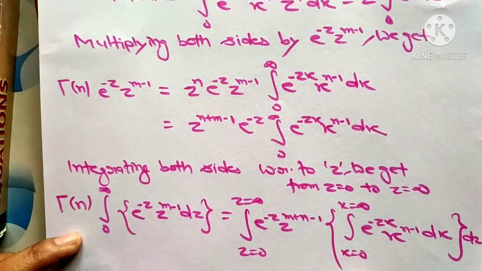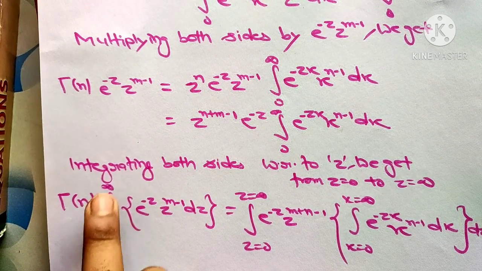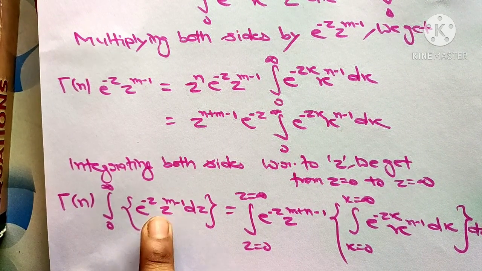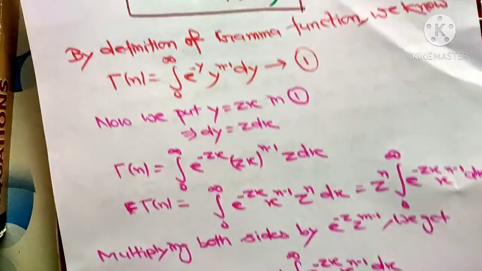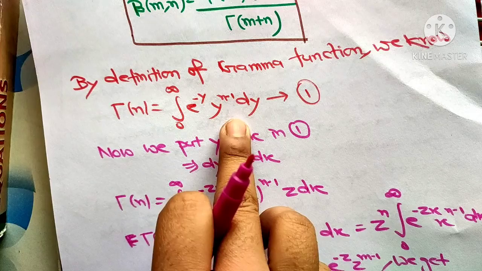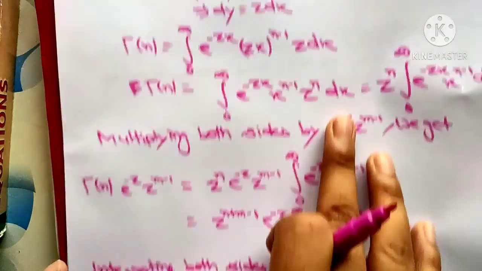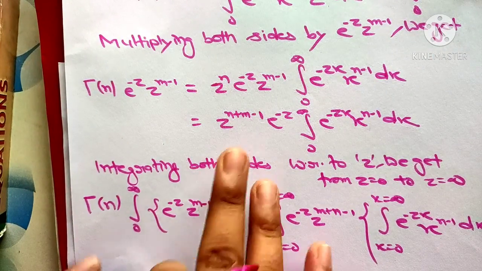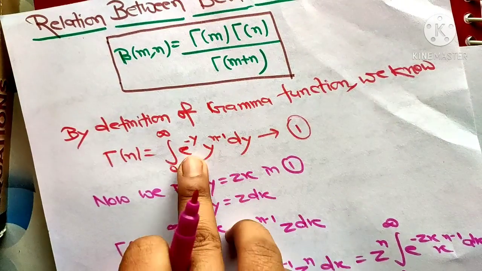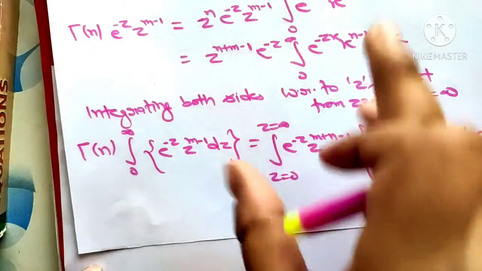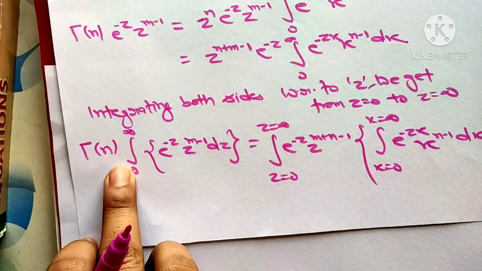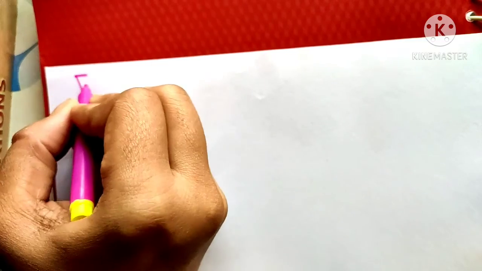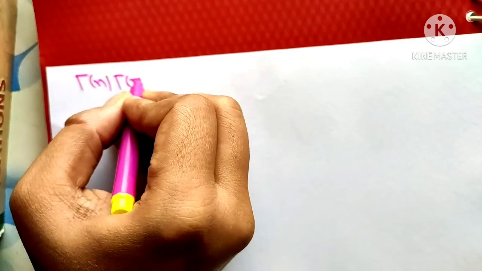Now, as you can see, integral 0 to infinity e to the power minus z, z to the power m minus 1 dz is gamma m. It is the same integral, only y is replaced by z and n is replaced by m here. So this is gamma m, so we can write gamma n gamma m.